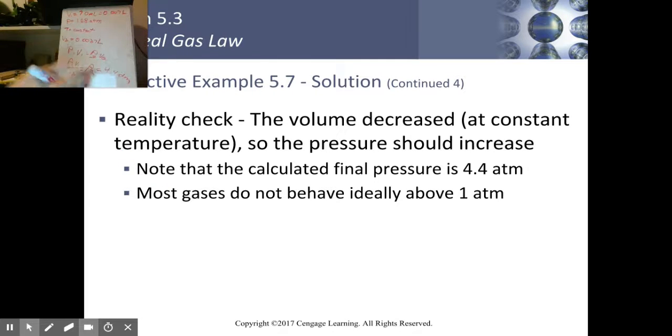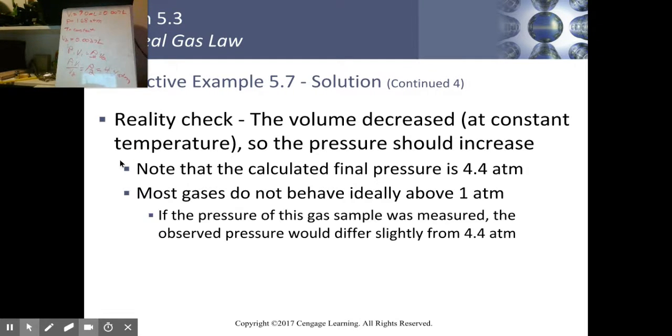Okay. Now you can check your answer and make sure it's reasonable by knowing that if the volume decreased, then the pressure should increase, and it does if you look at your final numbers.